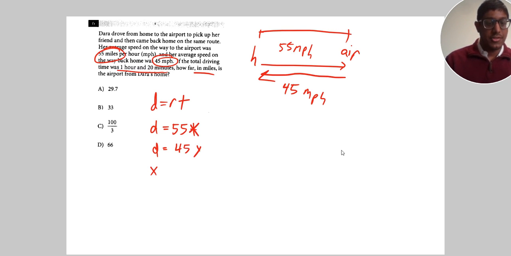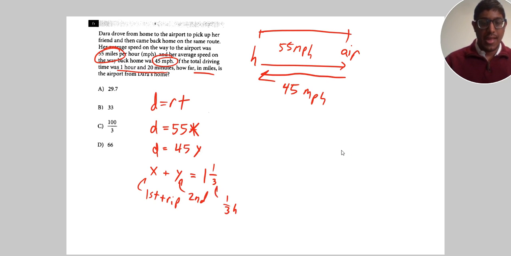So the time of the first trip plus the time of the second trip should add up to an hour and 20 minutes. I'm going to write that as 1 1/3 because 1/3 hours, that's the 20 minutes there. So now we kind of have a system of equations here, right?